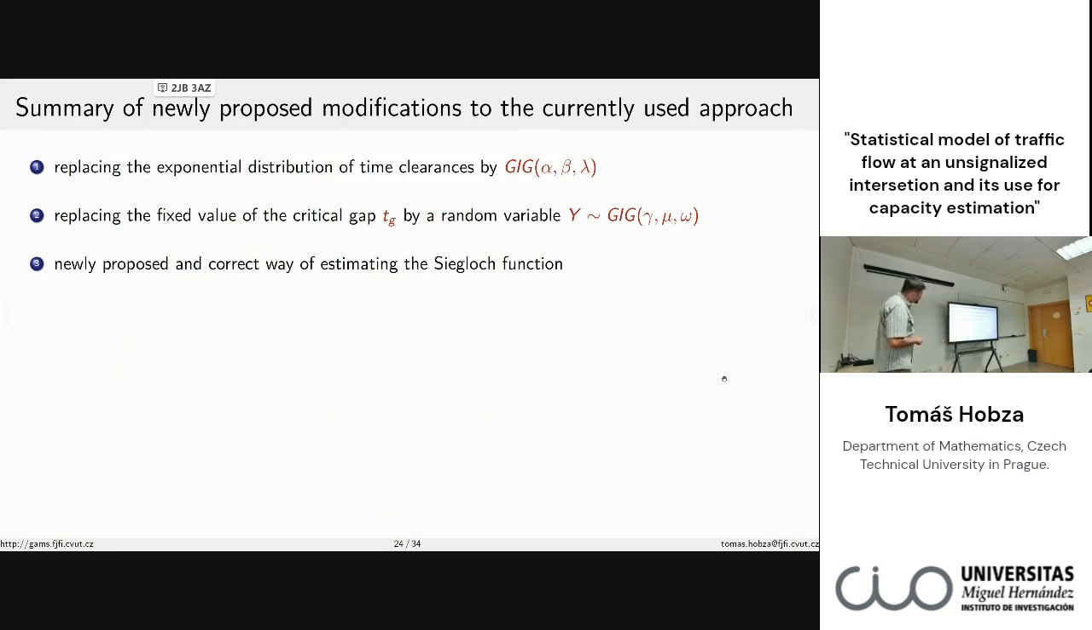So now I would like to do a summary of the proposed modifications with respect to the methods actually used. First, we replace the exponential distribution of time clearances by the GIG distribution, which fits the data much better. Second, we replace the fixed value of the critical gap by a random variable. And the third thing, we improve the estimation of the signal function by reducing one step of the procedure. So these are three new points.